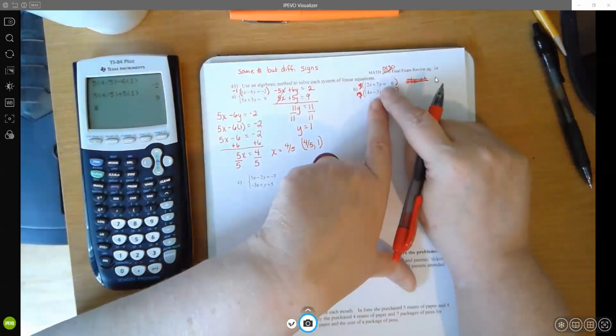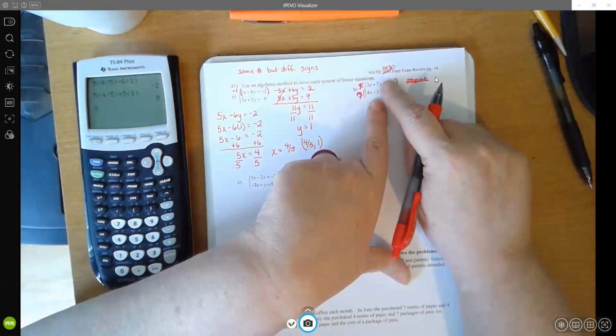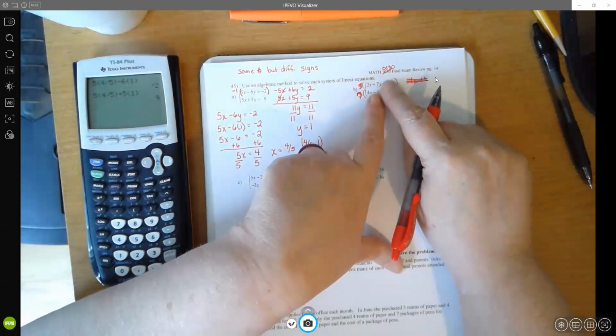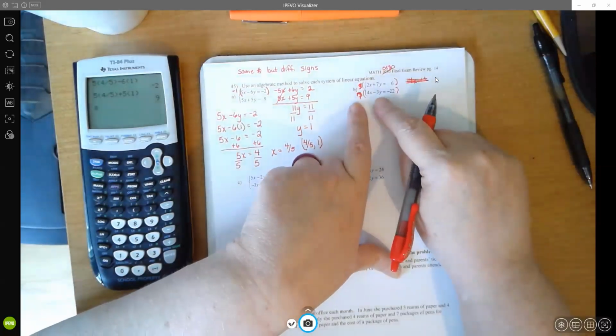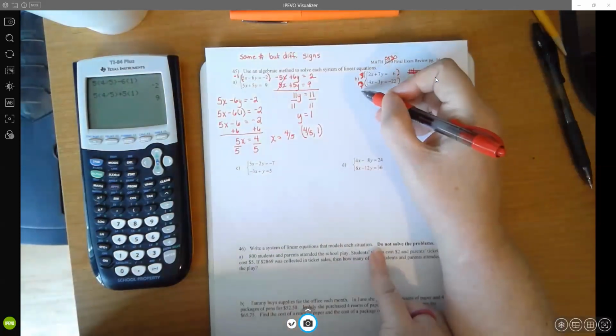Okay, I want the 7 and the 3 to be the same number. So if I want them to be the same number, I want them to be 21. So what do I multiply 7 by to make it a 21? Not by 7, by 3. So 3 times 7 would be 21. And what do I multiply 3 by? 7, because 7 times 3 is 21. So let's try that again. That's a 3, that's a 7.